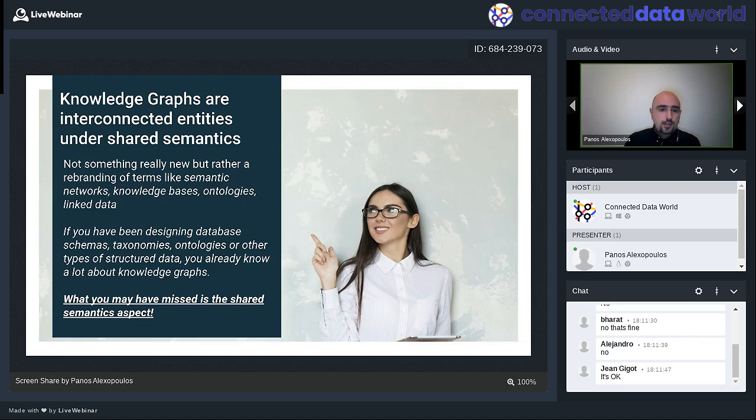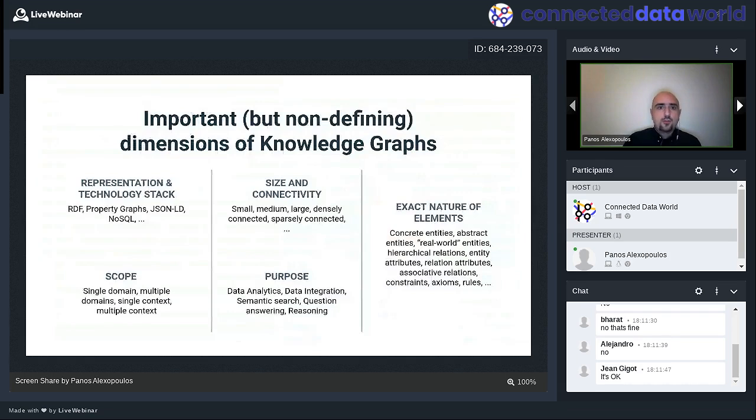However, what I think is an important characteristic of a knowledge graph, an important part of its definition, is the shareability of the semantics. And why is that? When we talk about knowledge graphs, we may discuss things like its representation. So we talk about RDF, or property graphs, Neo4j, or other formats, JSON-LD, NoSQL, and any other way by which we can structure a knowledge graph. We can talk about how big or small the knowledge graph is and how interconnected it is. We can talk about its scope and domain.